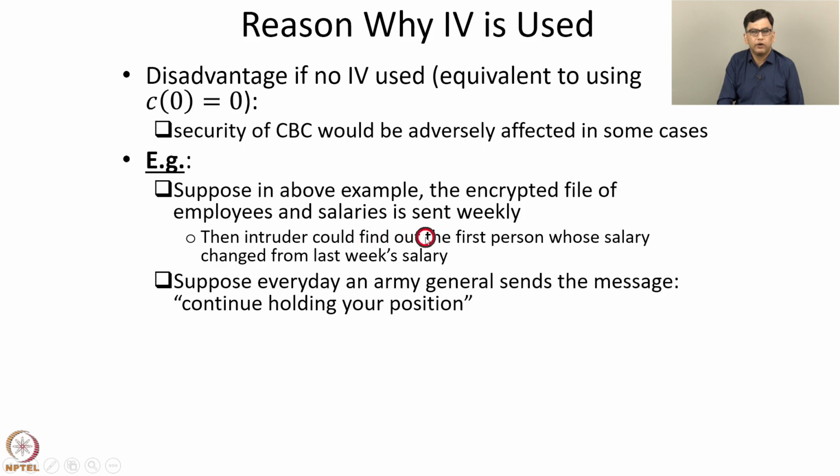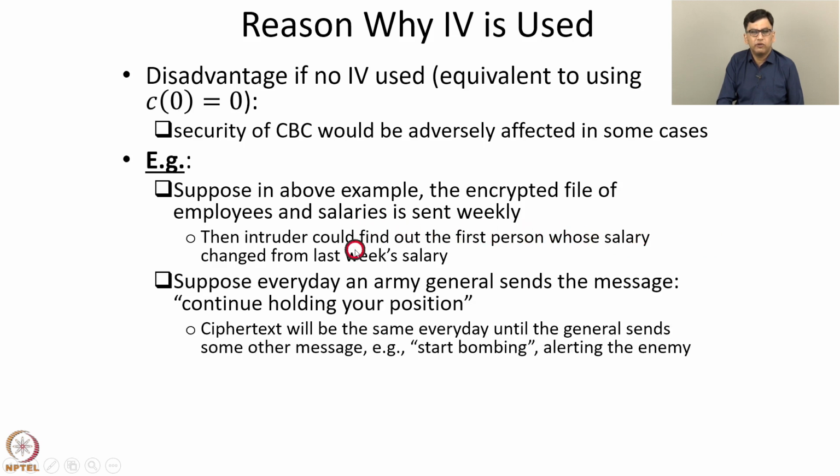Another example is suppose every day an army general sends the message, continue holding your position. Then the ciphertext will be the same every day because the plaintext message is exactly the same. This will be the case until the general sends some other message, for example, start bombing. Then by observing the fact that the ciphertext has changed, the enemy who is the intruder in this case gets to know that something has changed, and that is an alert to the enemy. So some information about the plaintext has thus leaked out to the intruder. So that's the disadvantage of not using the initialization vector.